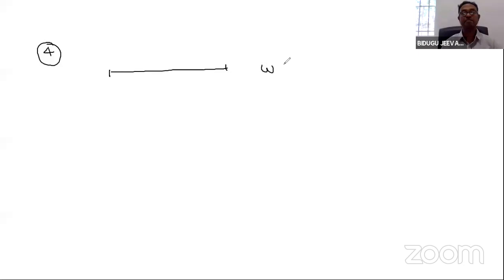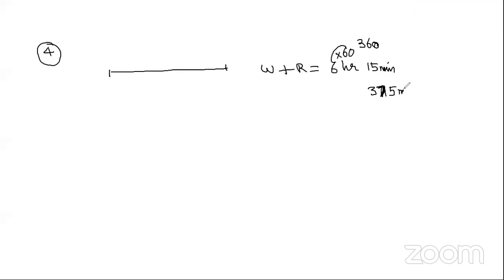A man takes 6 hours and 15 minutes in walking a distance and riding back to the home. Walking plus riding is 6 hours and 15 minutes. That means altogether, into 60, 1 hour, 360. So 360 plus this one, 15, that is 375 minutes. Great.